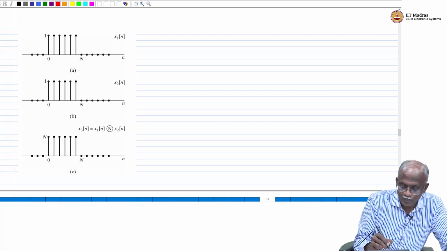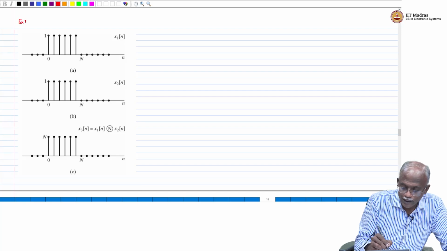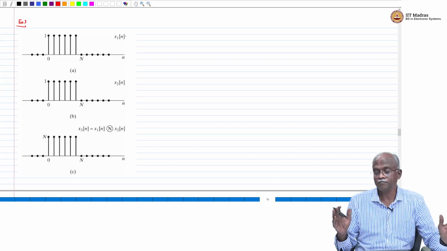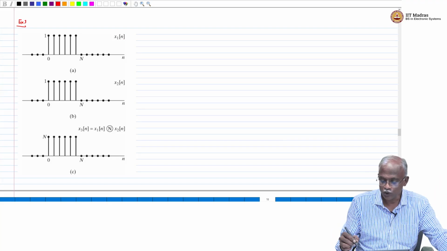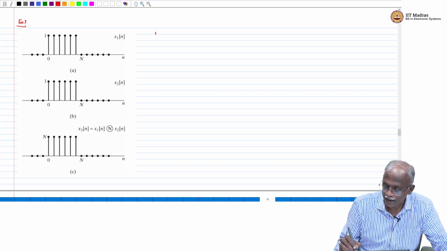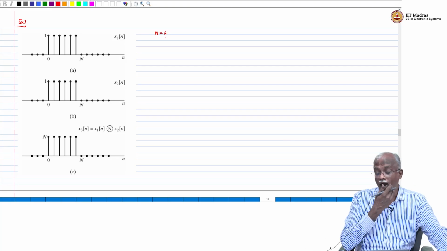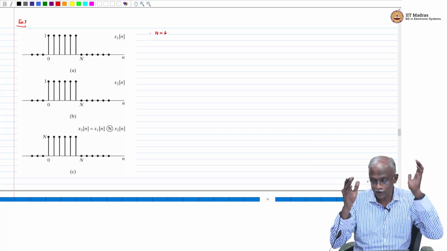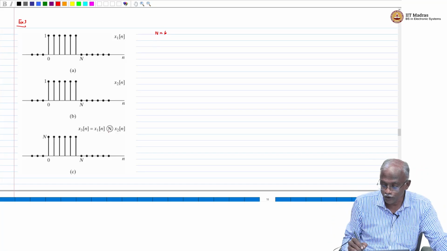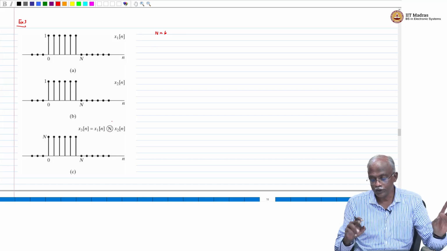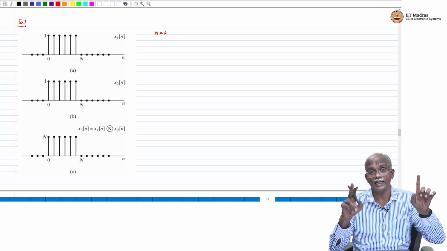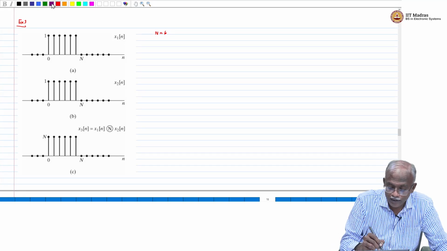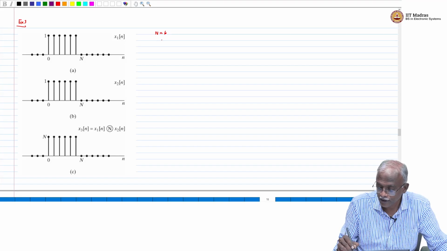Now, here is example 3. We have a sequence x1 of n, a second sequence x2 of n. So we will take n equal to 6, and x1 of n has length 6, x2 of n has length 6, and we want to do a circular convolution of these two sequences, n-point circular convolution. So what will be the n-point circular convolution?